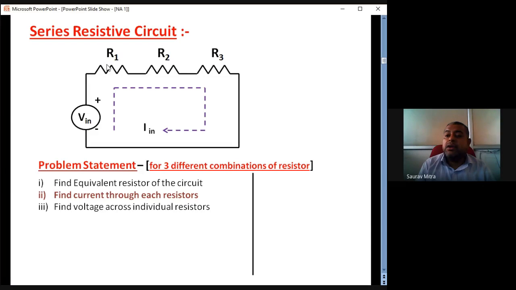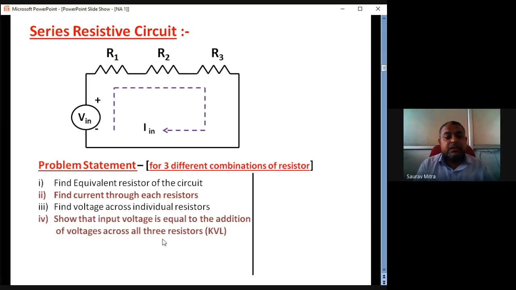How do we find the voltage across R2? You know the current IN and resistance R2. So V is equal to I into R. Only one formula we are using for this experiment, that is Ohm's law. So V is equal to I into R. So IN into R2 will be V2, IN into R3 will be V3. Okay, so that is finding V1, V2 and V3.